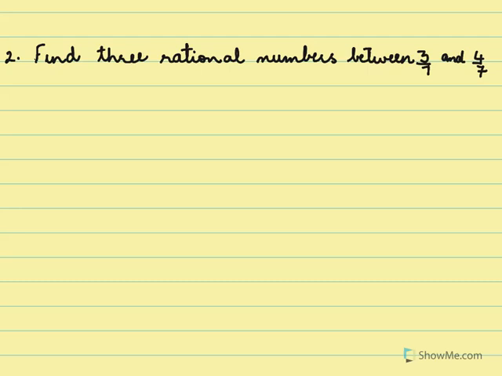Find 3 rational numbers between 3 by 7 and 4 by 7. So I have here 3 by 7 and this is 4 by 7. There is no gap at all. So what I do is, you can multiply it by 3 or 4, whichever you want. Just to make it easy, I always multiply by 10 because it's easier. So numerator and denominator both multiply by 10.